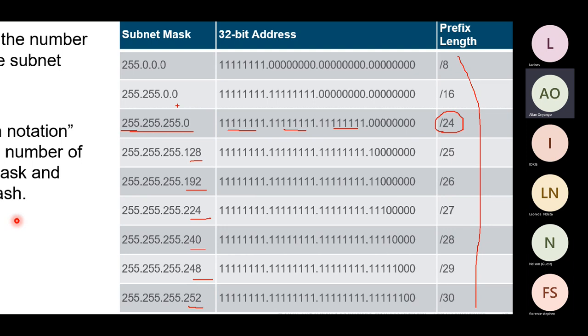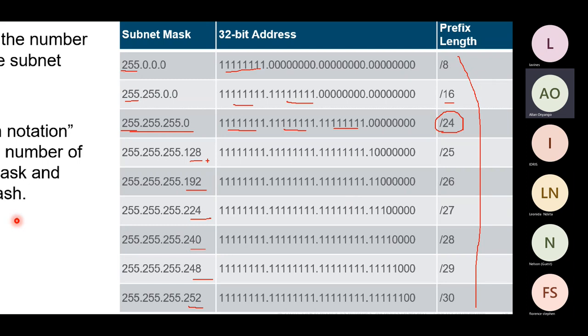Sometimes, like this was 24 ones. You'll also find others that end at the second octet, like 255.255. That means 8 bits plus 8 ones. That is /16. Sometimes your subnet mask is /8, which means only the first octet is having ones, and that is /8. So please know your subnet mask.